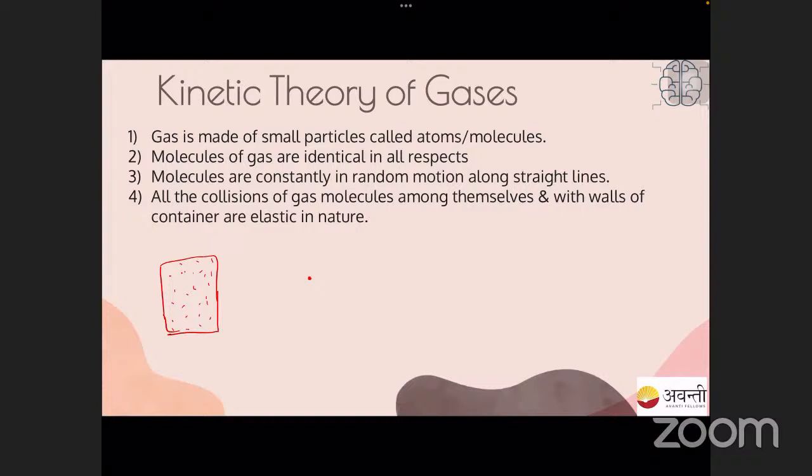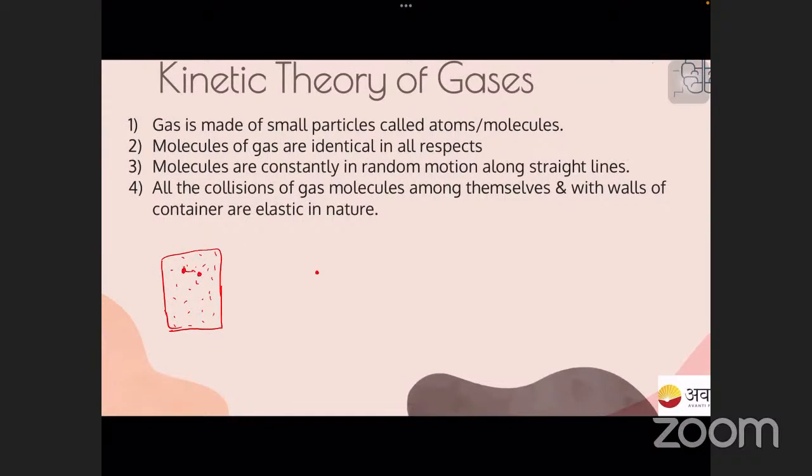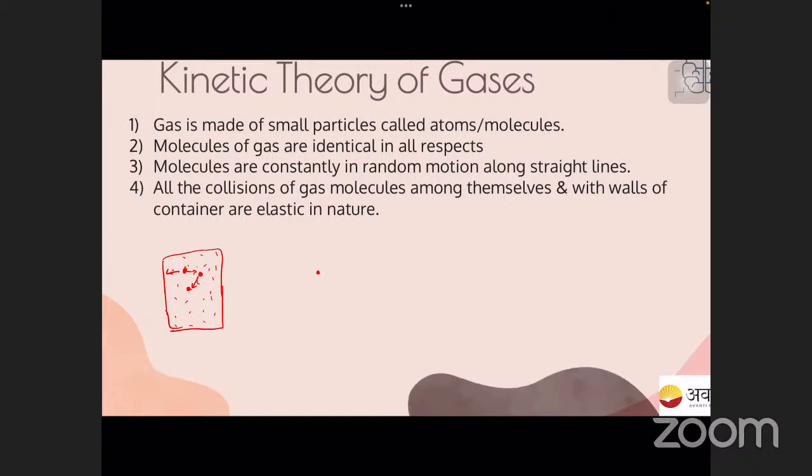Now, the fourth postulate: all collisions of gas molecules among themselves and with the walls of the container. This molecule can collide with this molecule, and this molecule can collide with another molecule. Let's say this is also colliding with the walls of the container. Due to these collisions, the energy is not lost, and the momentum of the particle is not transferred to the wall or to the other molecule. These collisions are called elastic collisions, where momentum is conserved, it is not changed. Velocity is also the same, it doesn't change. Clear, everyone?